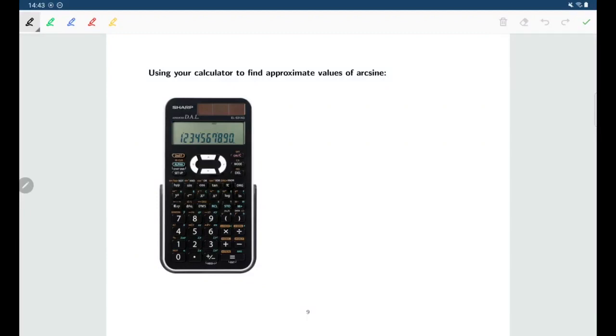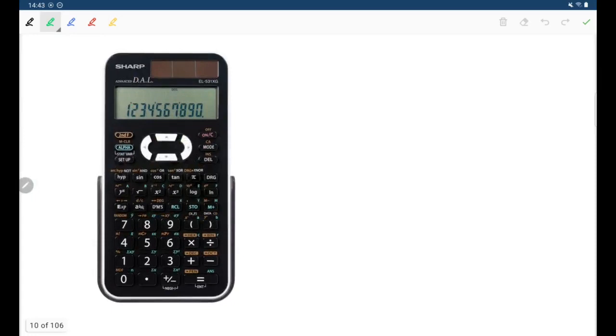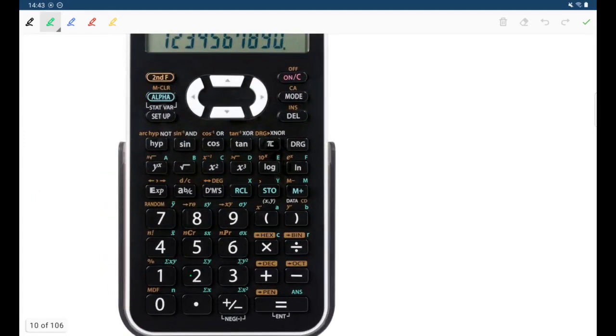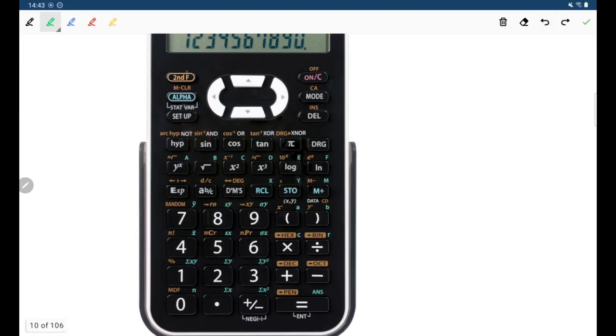Sometimes we'll need to find approximate values of our inverse trig functions. I'm going to explain finding the inverse of sine, but finding the inverse of cosine or tangent is done in much the same way. You'll notice that above the sine button we have the inverse sine function, sine inverse, in small orange print. If you want that function, just touch second function and then your sine button, and that will give you inverse sine.